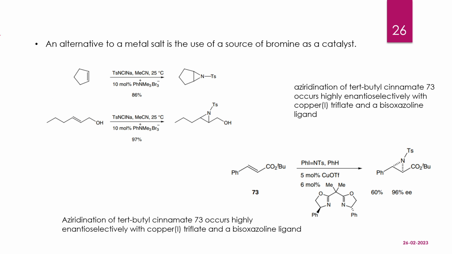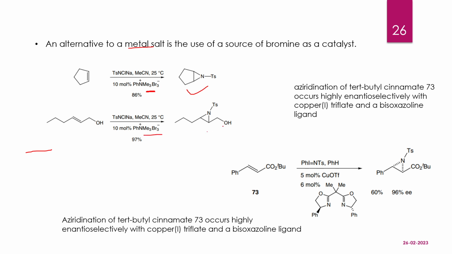An alternative to a metal salt is the use of a source of bromine as a catalyst. So why is this happening? Here we are using a metal catalyst. As an alternative, if we stop using the metal catalyst and just use a brominating agent, we can substitute the use of the metal salt. We can form this type of aziridine moiety just by using this type of brominating agent.